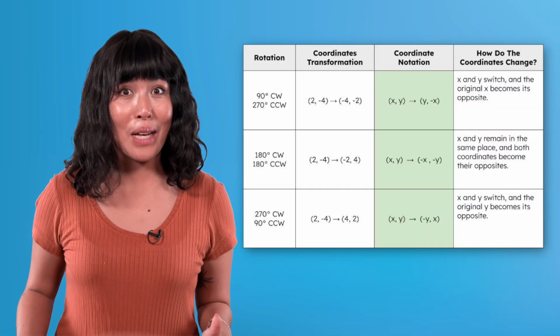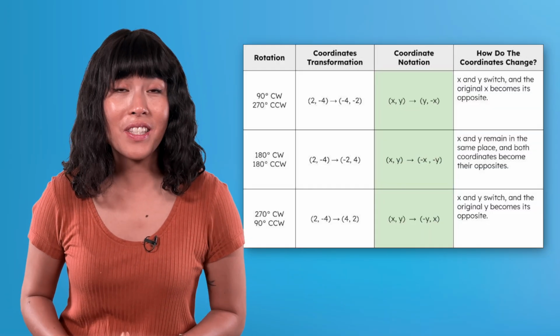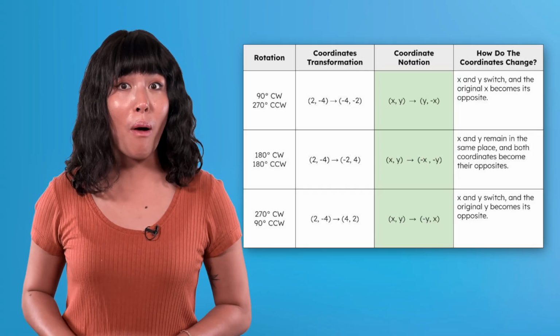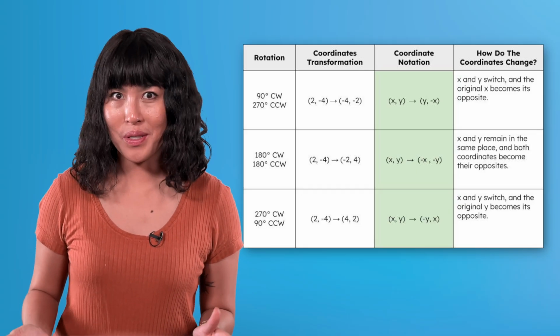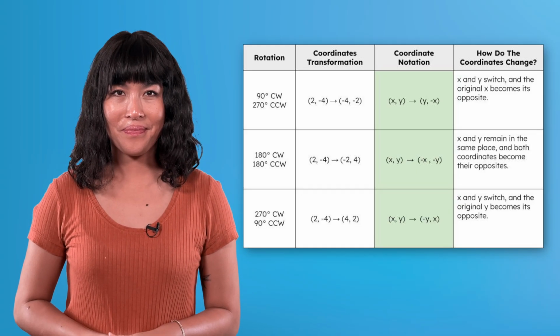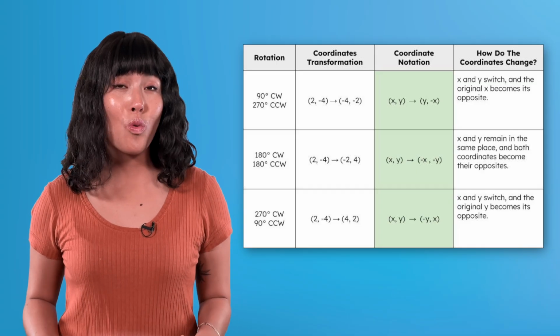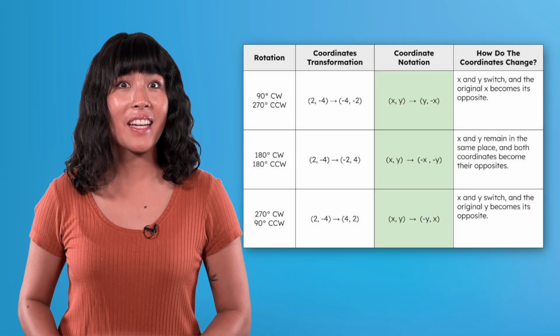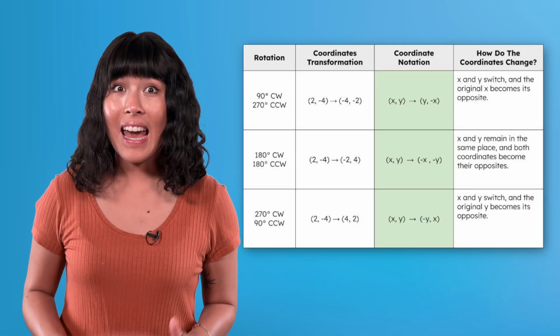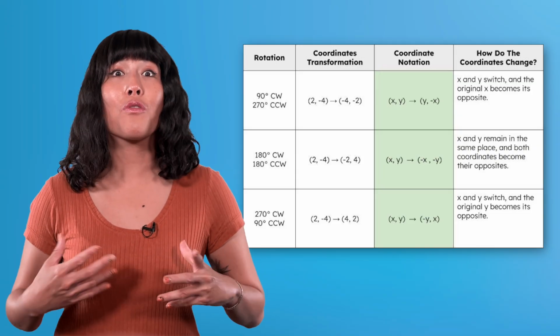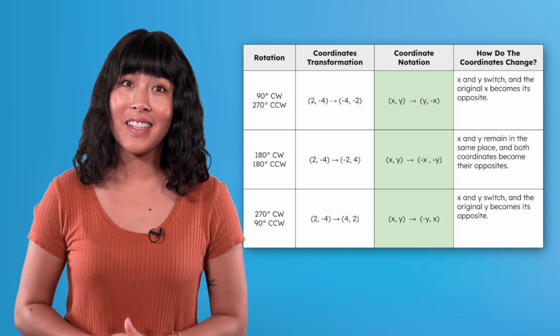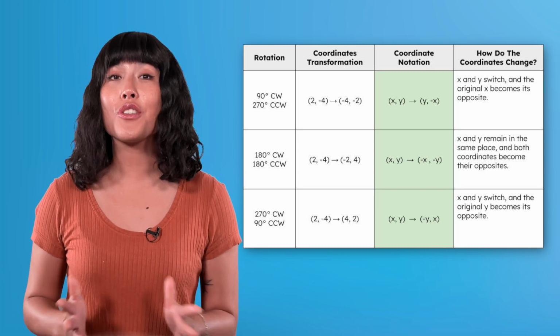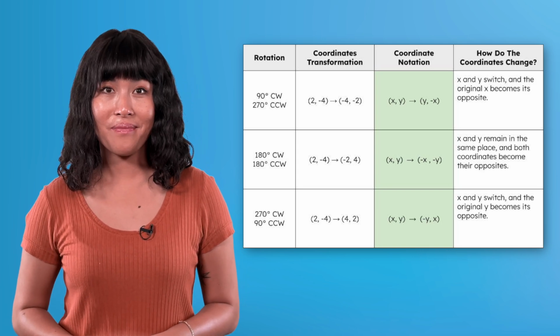Here's the completed table summarizing the coordinate notations of each rotation. Feel free to pause now to compare your notes. These coordinate notations allow us to understand how coordinates change after rotations, and we can use them to perform the rotations ourselves. Let's apply what we've learned to two example problems.